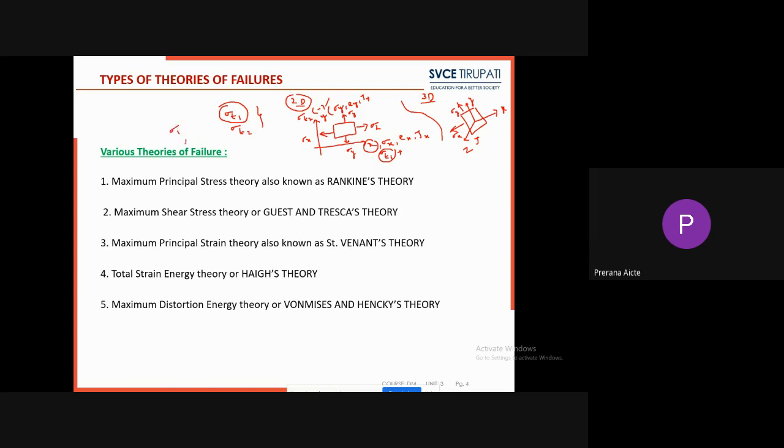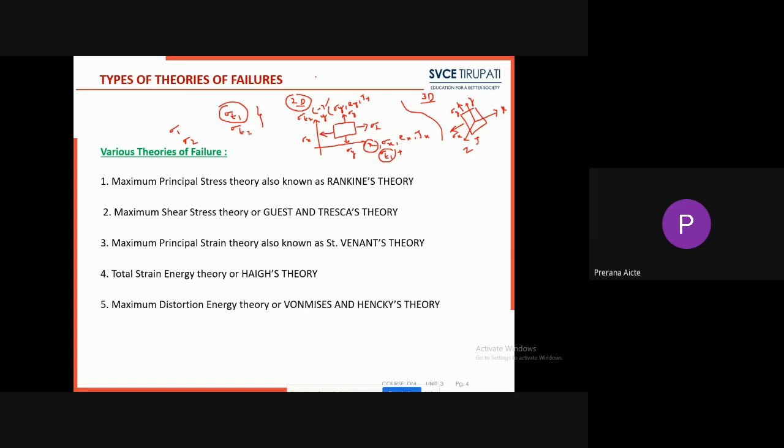Okay, but with these two values we are going to calculate the principal stress sigma t1 and the principal stress sigma 1 in the x plane and sigma 2 in the y plane. Sigma 1 and sigma 2 are called only the principal stresses in the x axis and y axis. Sigma t1 and t2 are called the maximum principal stress. Clear? Maximum principal stress. Please remember.